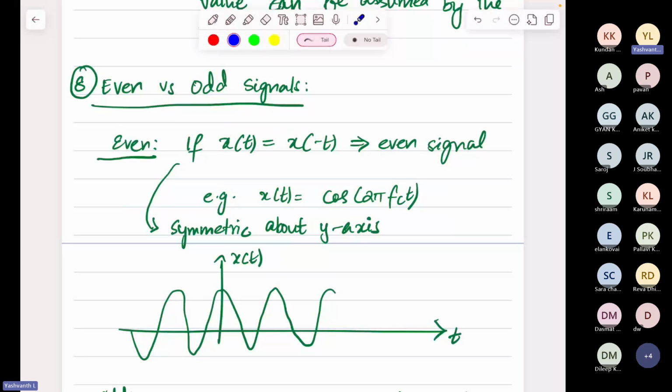It's important that we understand even and odd signals very well. But it's quite an easy concept. It's nothing complicated, very easy. But if you have doubts, please unmute and ask. Okay. Now what is an even signal?